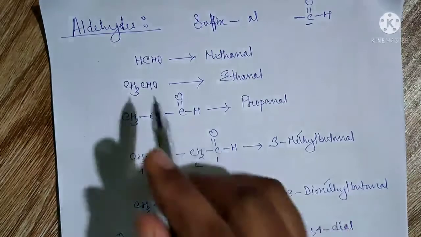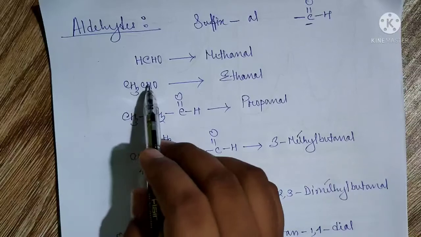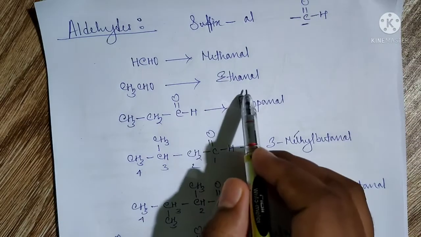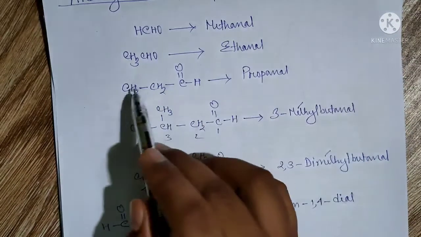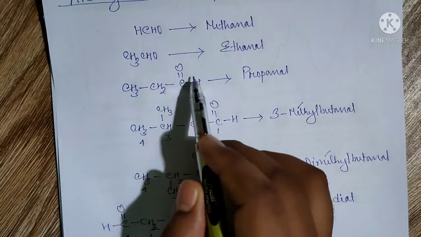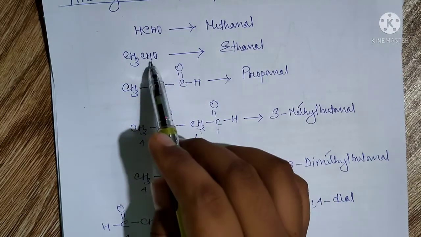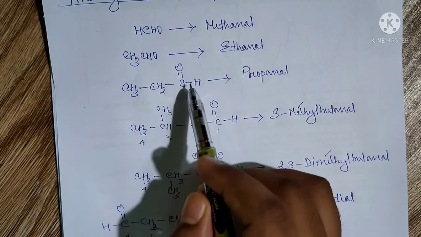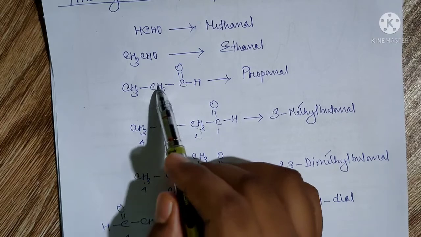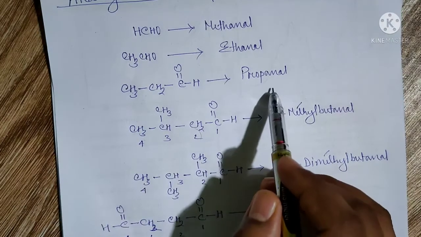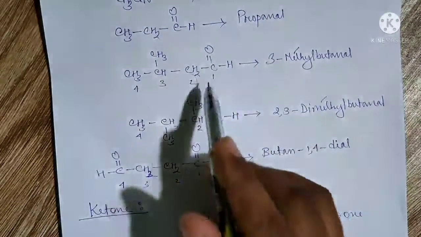Second example. CH3CH2CHO. How many carbon atoms are there? 2 carbon atoms, therefore it is ethanal. CH3CH2CHO. Here CHO is in expanded form, in this case CHO is in condensed form, so how many carbon atoms are there? 1, 2, 3, so it will be propanal.